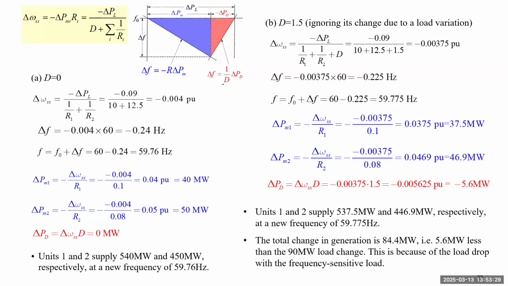And that is confirmed by this value, okay? Because the frequency dependency will cause a change, which is negative 5.6, which means your load increase doesn't need to be 90. It will only be 90 minus 5.6, which is 84.4 megawatt at the new frequency, which is lower than 60. Okay, any question?